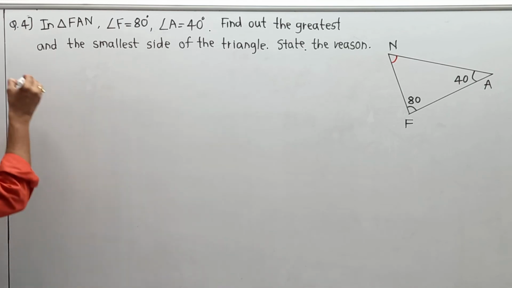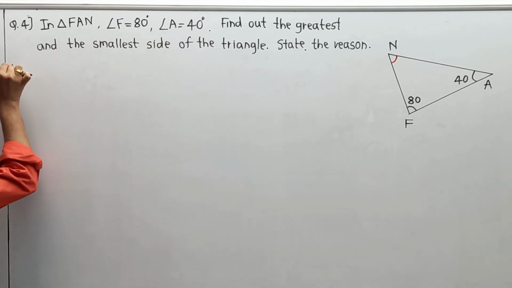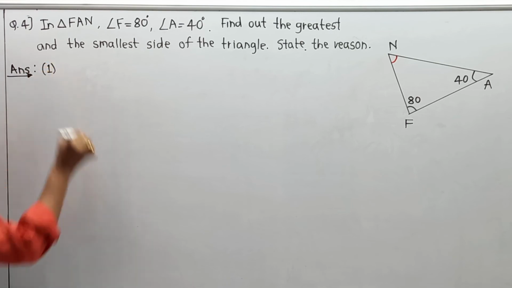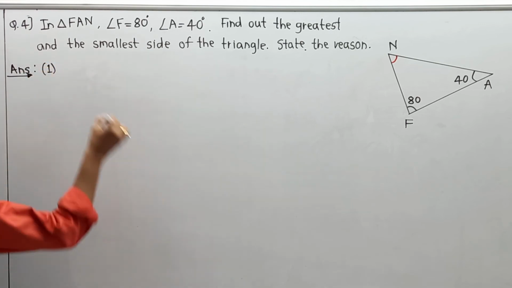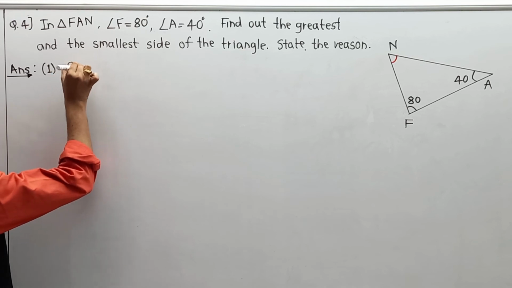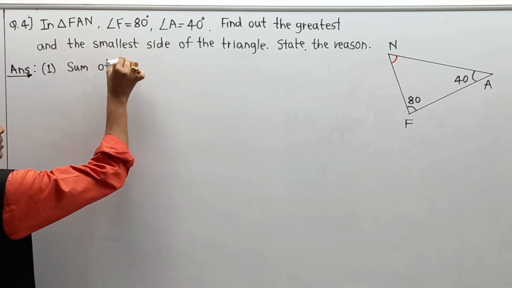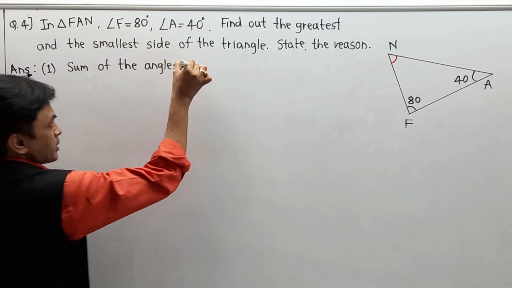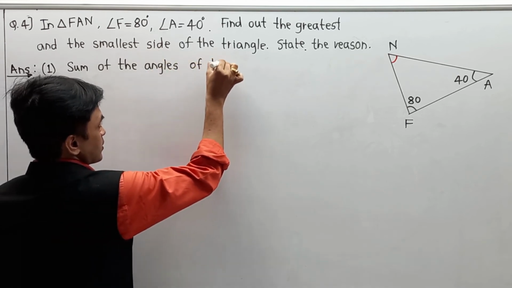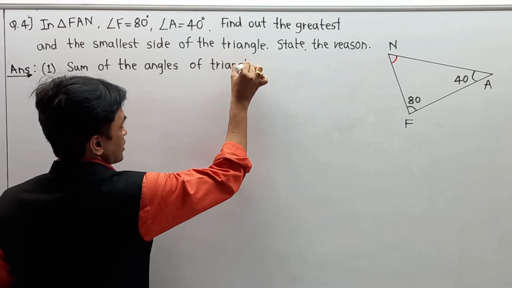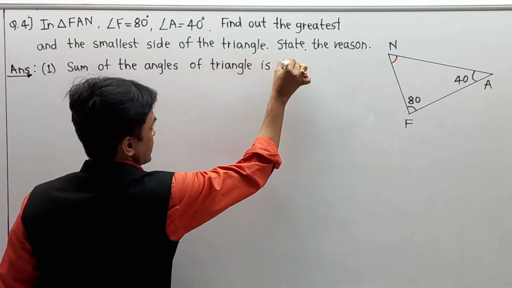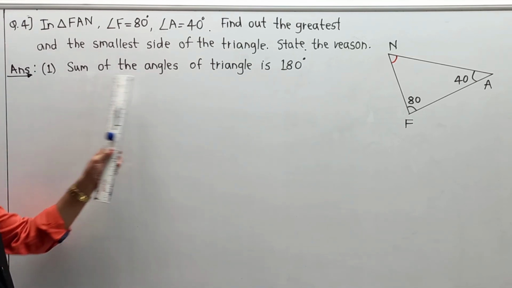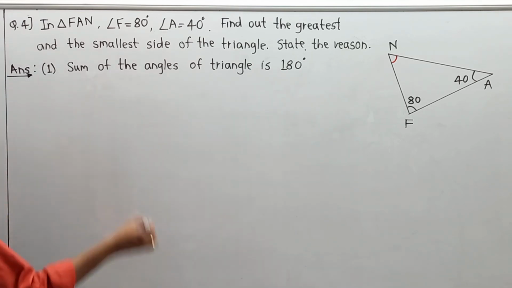Here the first part of the answer is: the sum of the angles of a triangle is 180 degrees. So the statement is, the sum of the angles of a triangle is 180 degrees. We know this statement. We have proved it in chapter number 2. Using this, we are going to start.